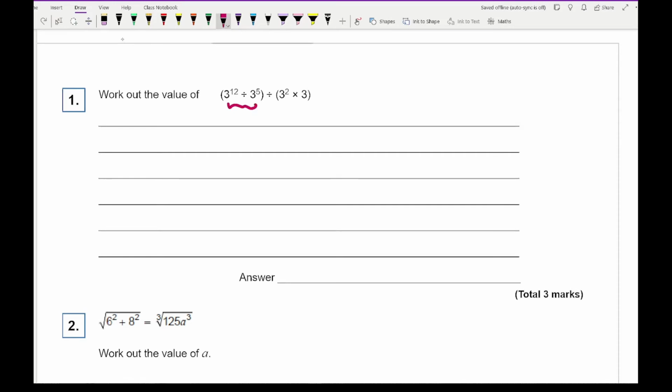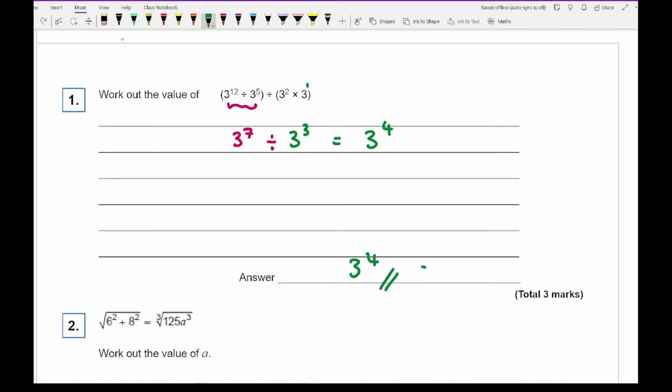So dealing with this, 3 to the power of 12 divided by 3 to the power of 5. So here I'm going to take away the powers. So that's going to be 3 to the power of 7 divided by, and then work out what this bracket is. And again, if there's no power, imagine there's a 1. So again, I'm going to add the powers. So that's 3 to the power of 3. And then from this, I'm dividing, so I take away the powers. So that's going to be 3 to the power of 4 as my final answer.